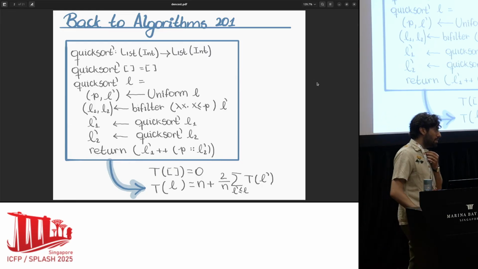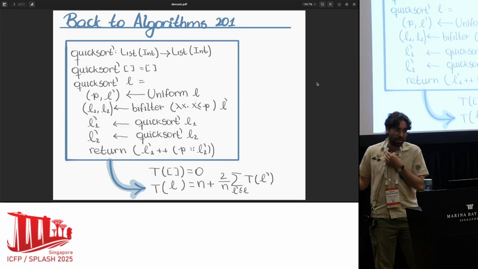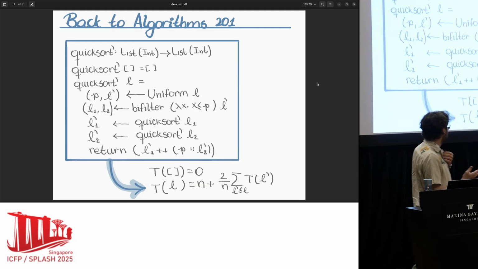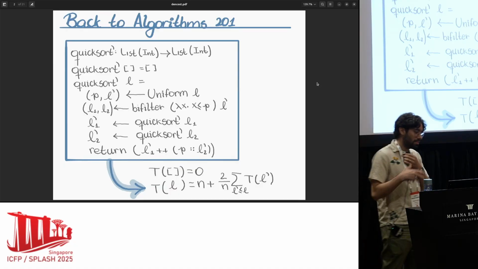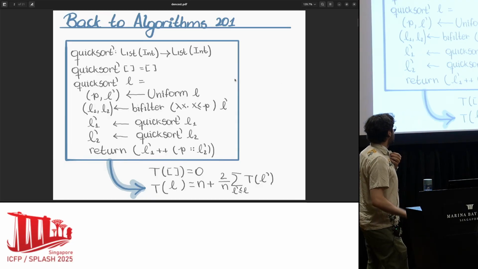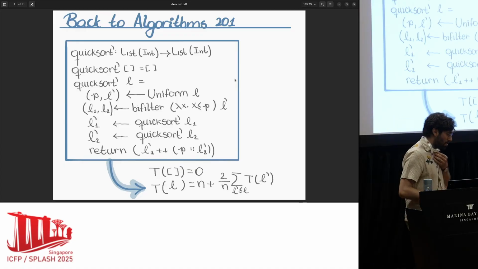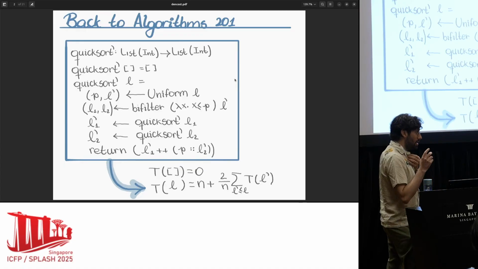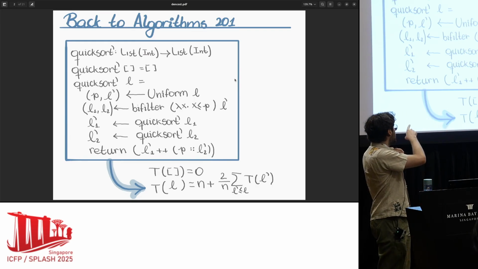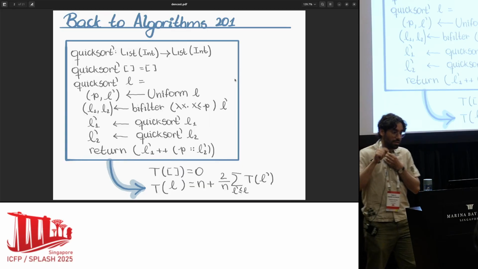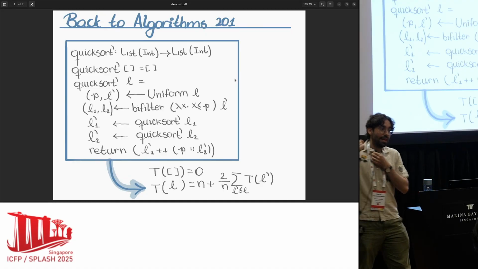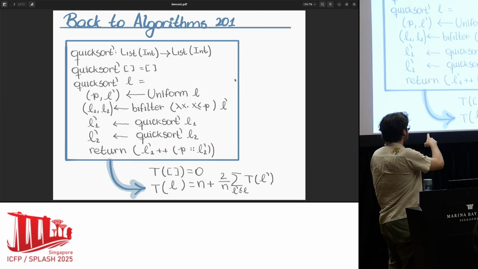I'm going to start by taking you back to algorithm 201, right? We're starting to learn some fancy techniques for the design of algorithms and their analysis as well. And you might have seen the randomized version of the sorting algorithm, quicksort, where we choose uniformly at random the pivot element. So if you see, there's the uniform command that samples an element from the list uniformly at random.